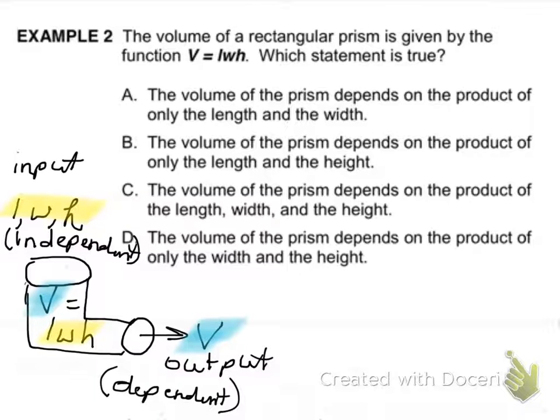So let's look at the wording then of these examples. The volume of the prism depends on the product of only the length and the width. Well, that's not right because it's length, width, and height. The volume of the prism depends on the product of only the length and height. Well, again, no, it's three things we have to multiply together. The volume of the prism depends on the product, which is multiplication, of the length, the width, and the height, which obviously that's true. There's the three variables there. So my answer is C. And it's just asking you to tell in words and recognize in words what that formula means.